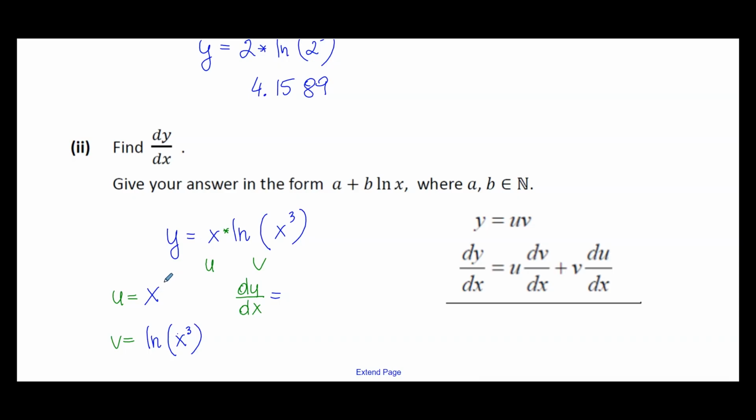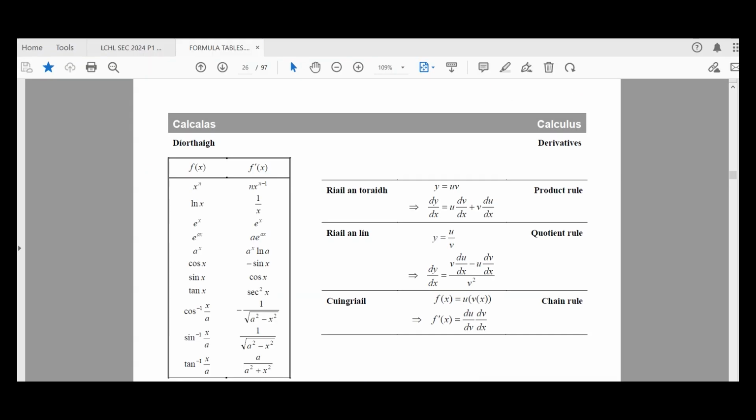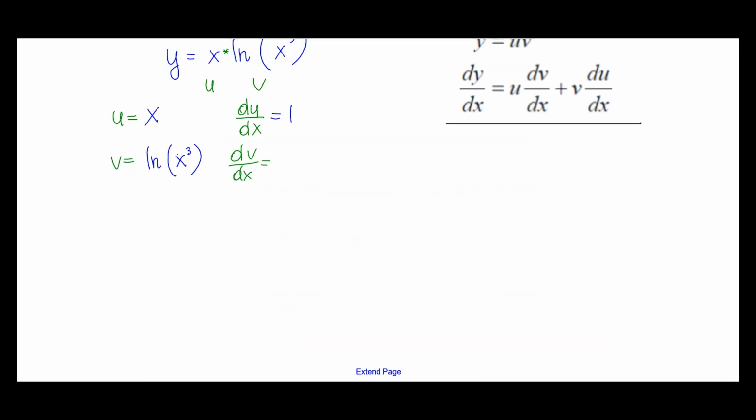So the derivative will be what? This is just x with no power, therefore the number that stands beside x will be 1. And then we need a derivative of the second function. Now, here is a little bit more complex, because if I go to my table, the formula is telling me when I have ln x, it just changes into 1 over x. So in theory, it should be 1 over my x to the power of 3, because that's what I have.